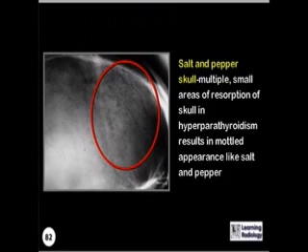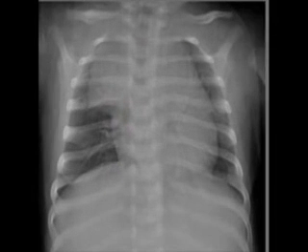This is a salt and pepper skull from multiple small areas of resorption of the skull in hyperparathyroidism, which results in a mottled appearance resembling salt and pepper. What is this sign called?